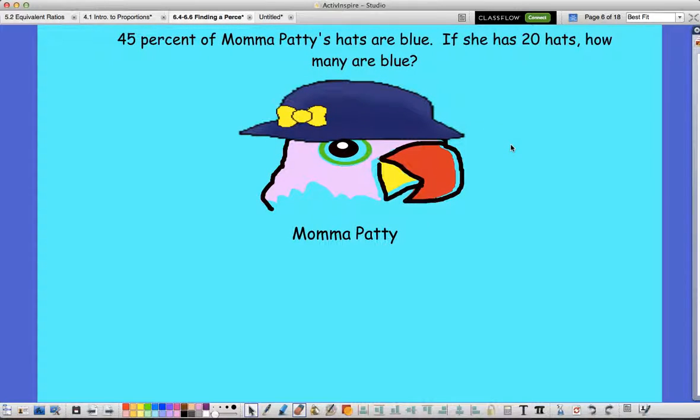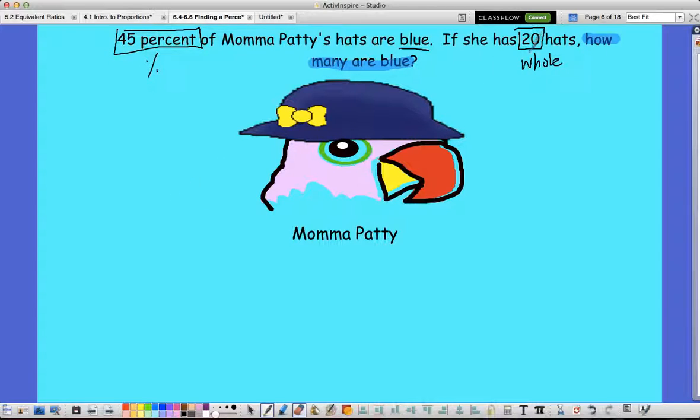And we're going to look at drawing a picture again here. Now, here's the thing. The total in this case, so we want to know how many hats are blue. They really like blue, don't they? And it's important to know that she has 20 hats and 45% are blue. In this case, this is the whole. This is her total amount of hats. And you know that because it says she has 20 hats. If it said she has 20 hats that are blue, that would be our part. But in this case, 20 is the whole, and obviously 45 is the percent.